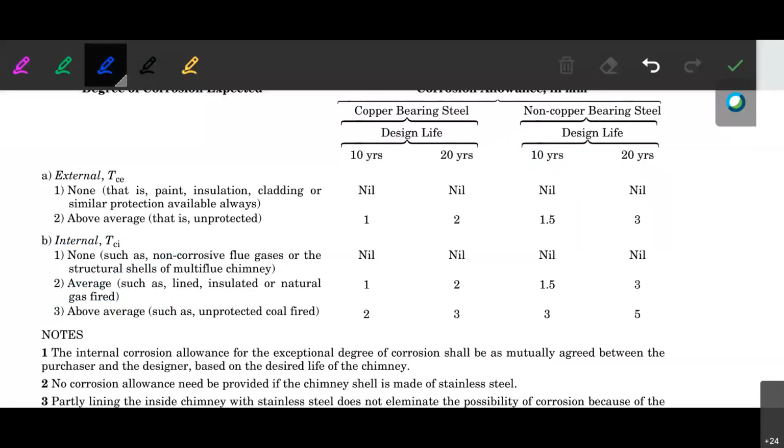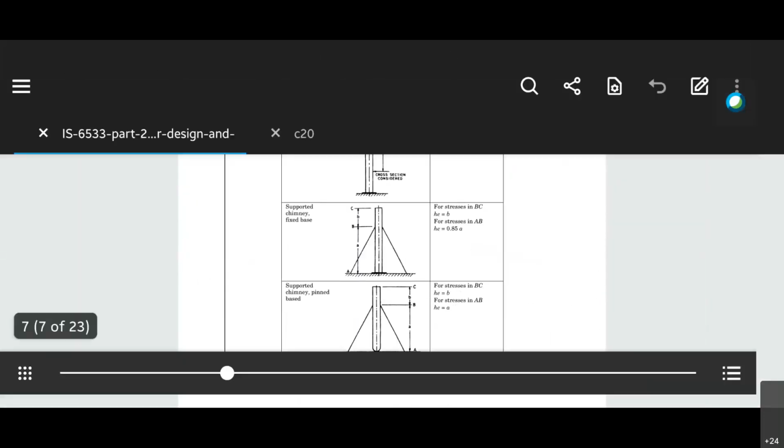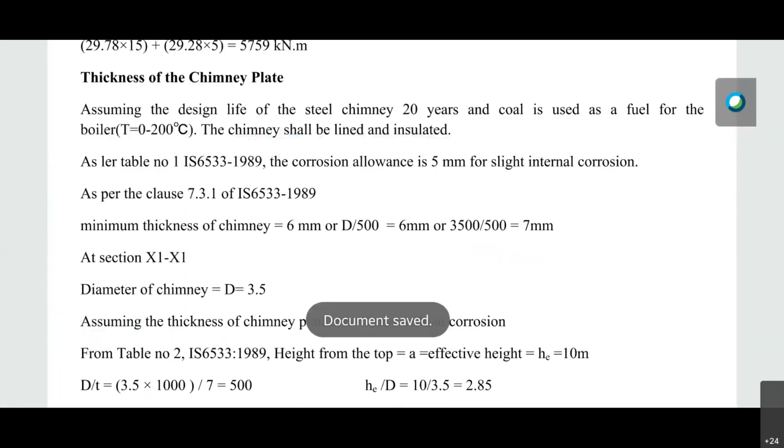So in our particular numerical we are assuming it as a non-copper bearing steel. Okay, if it is not given, always consider the non-copper bearing steel, the design lifespan of 20 years and the coal fire chimney, therefore it will be 5 mm. Therefore the allowance for the corrosion should be equal to 5 mm. So the coal and the design lifespan will be required in the case of the corrosion allowance.